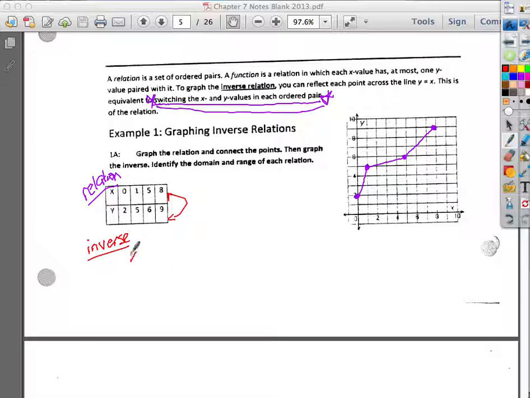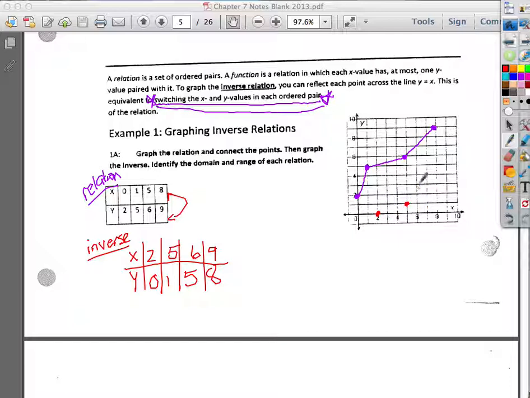I'm going to quickly just rewrite in a table. So my x's now become the 2, the 5, the 6, and the 9. My y's become the corresponding 0, 1, 5, and 8. So there is the table of my inverse relation. We'll talk about the domain and the range in just a moment of both of these. So get those graphed. 2, 0, 5, 1, dot there.